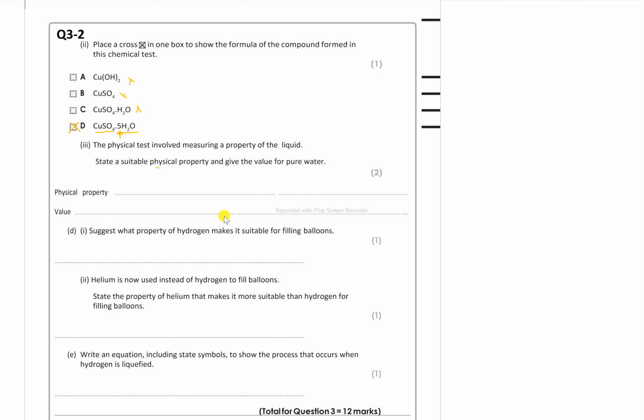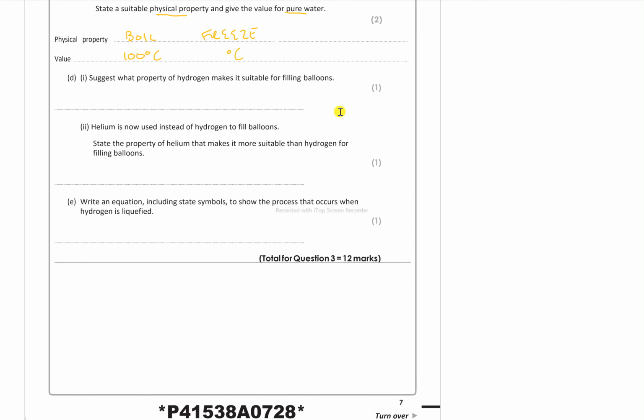How do you test the physical properties for pure water? We've just done it. You can either boil it and you get 100 degrees C, or you freeze it and it's 0 degrees Celsius. What property makes it suitable for filling hydrogen balloons, like the balloons at parties that float up in the air? It's less dense than air, so it can float.